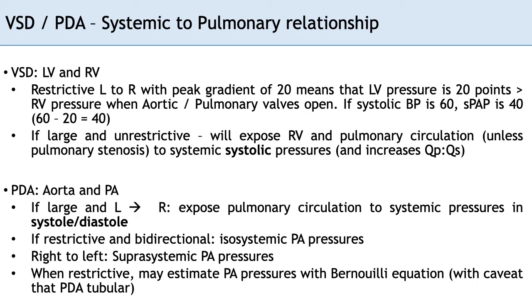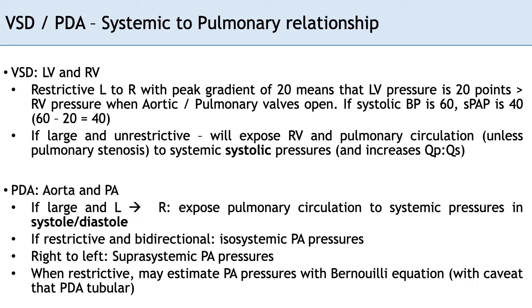But if it's very unrestrictive, you can also use the Bernoulli equation to get a sense of your RV pressure in systole. Remember that your VSD is a lesion that will often cause over-circulation and increased pressure on the RV compartment during the systolic phase. The PDA exposes the pulmonary circulation, in both the systolic and the diastolic phases of the cardiac cycle, to systemic pressure and systemic flow.